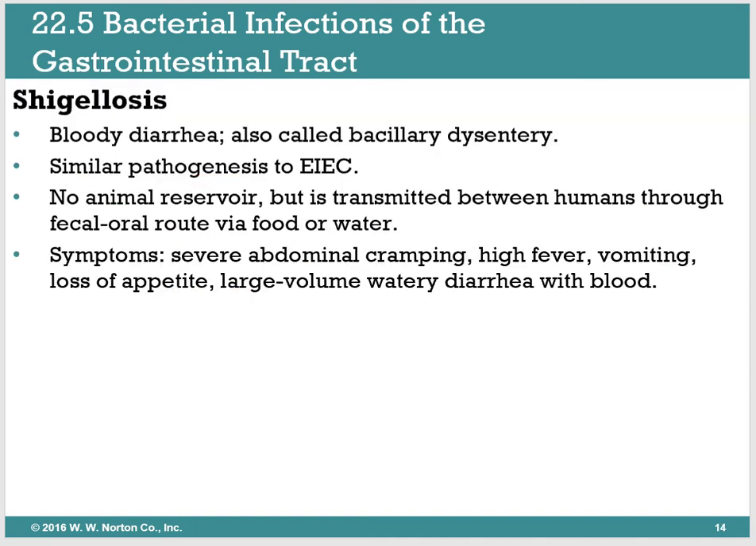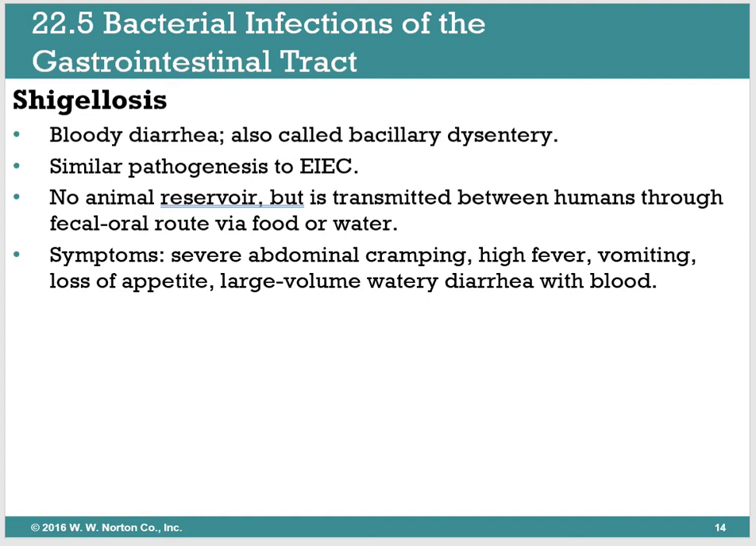Now we're going to talk about shigellosis. So shigellosis is specifically caused by Shigella species. Shigellosis will cause bloody diarrhea all the time. It's very similar to the EIEC. They infect the exact same way. There is no known animal reservoir, so it's transmitted from humans via food or water that is contaminated with fecal matter. And if one does get shigellosis, then they'll have extreme abdominal cramping, high fever, vomiting, and they will have excessive watery diarrhea with blood present. And shigellosis is treatable.